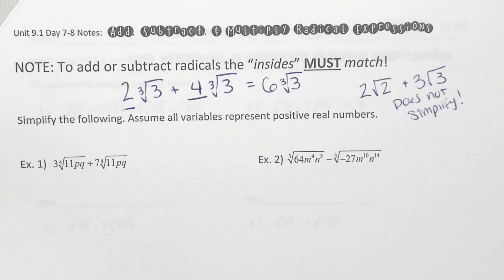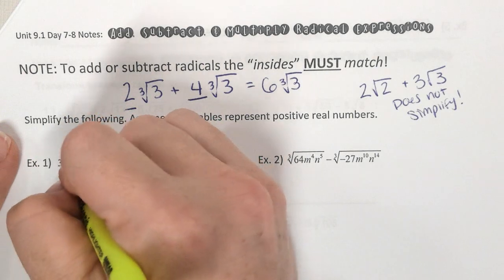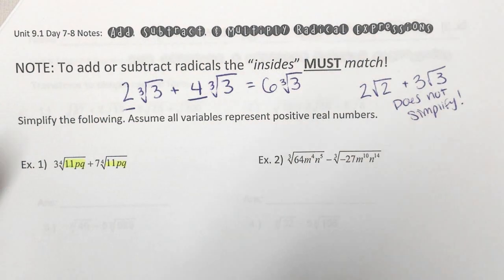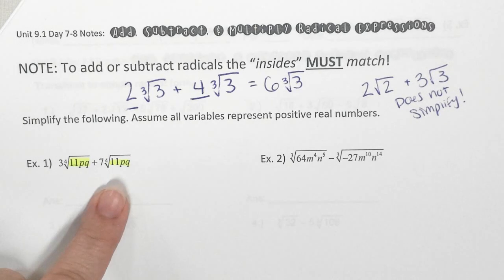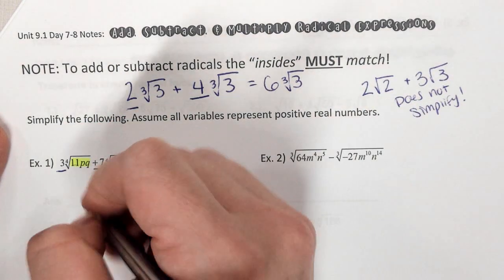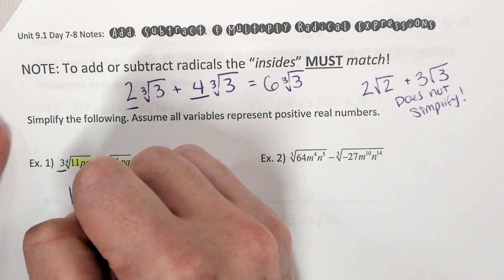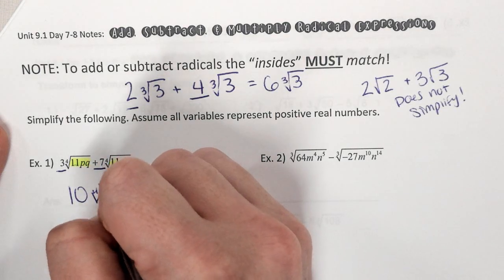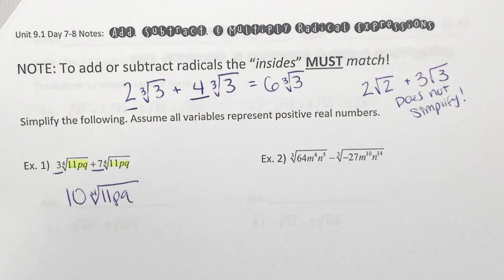So if you look at number 1, the insides already match. We have LP cubed, which does not simplify. 11PQ. 11 does not simplify. It's prime. And they're both fourth roots. So what's 3 plus 7? So there's your answer.